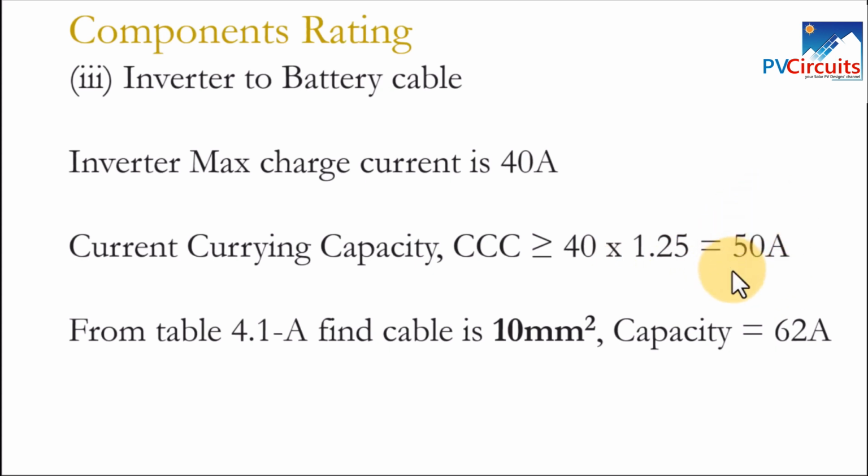So if we check from the table again, you will find that this current can be carried by a cable of 10 millimeter square, which has a capacity of up to 62 amps. So for that section, the inverter to battery, we are going to use a 10 millimeter square cable.